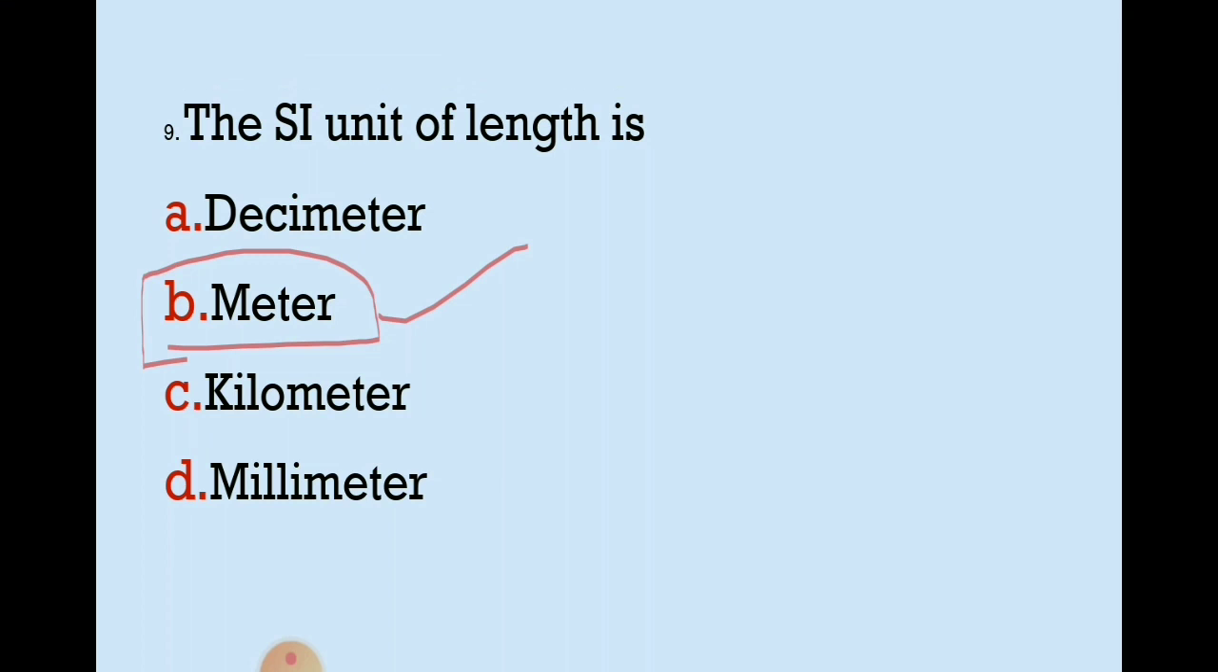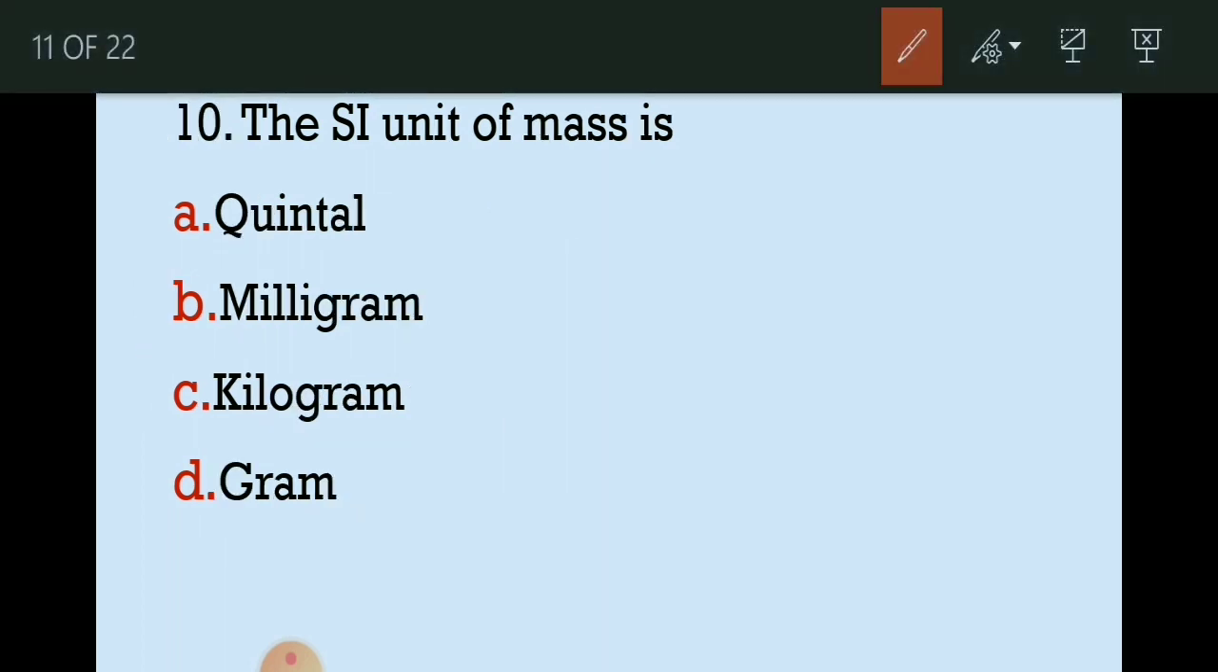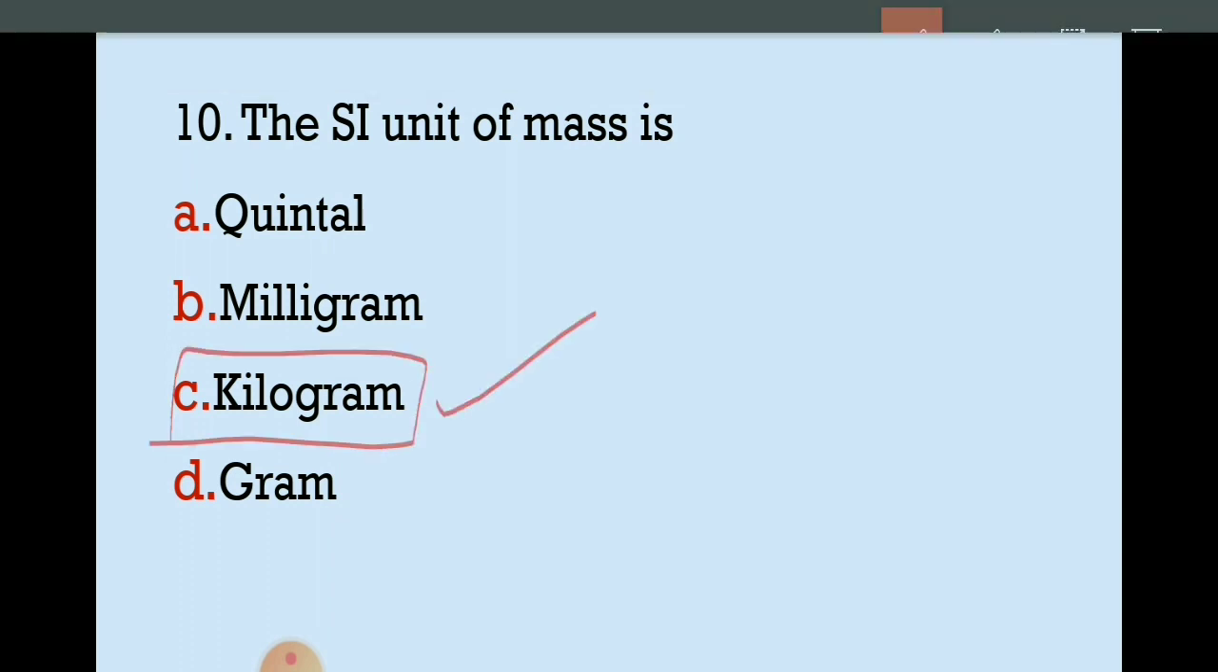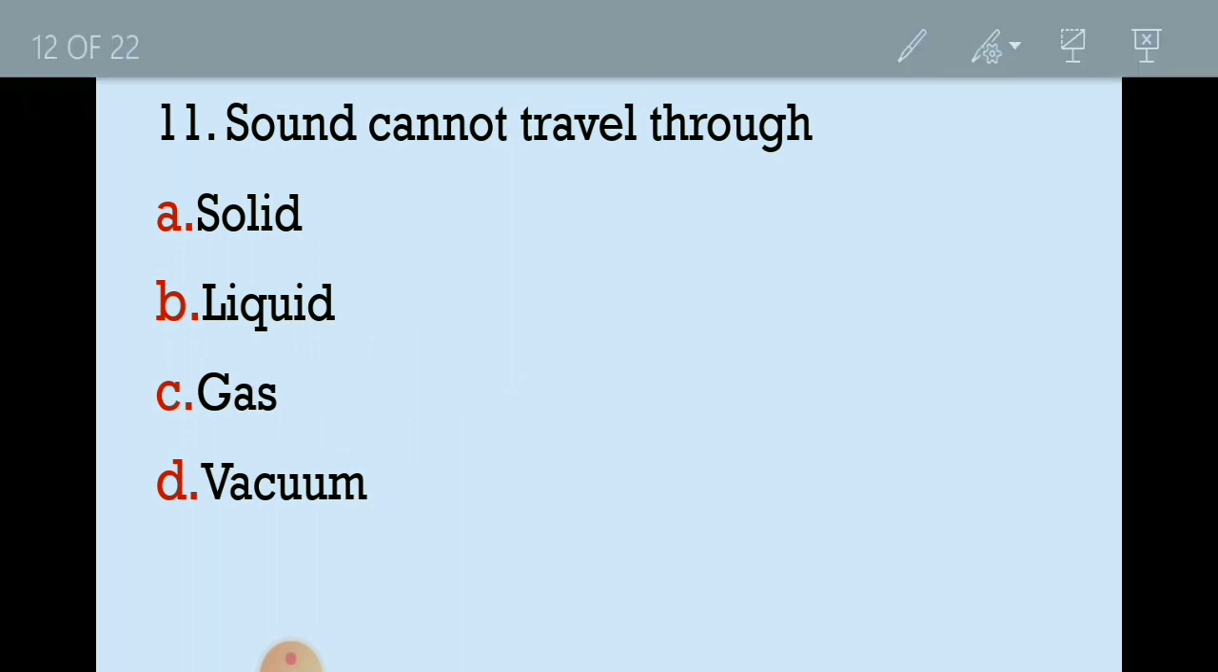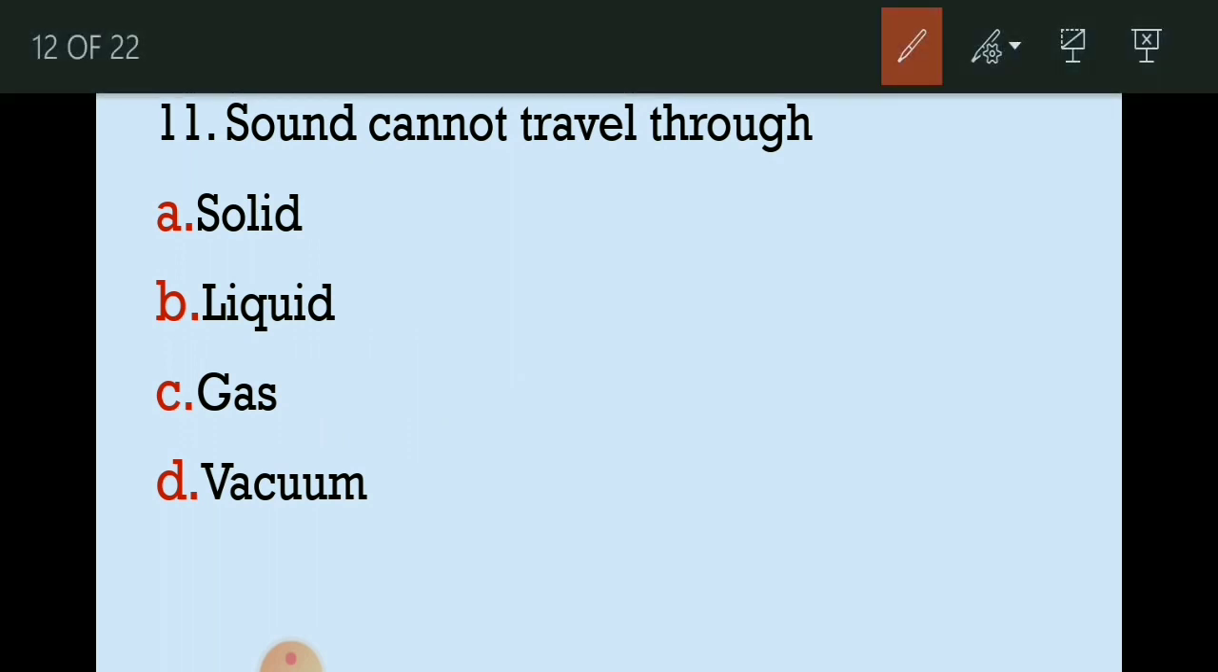Now next the question is the SI unit of mass. So what is the SI unit of mass? The SI unit is kilogram. Okay, option number C will be the right answer. Next question number 11, just see. Sound cannot travel through. Okay, the options are given: solid, liquid, gas, and vacuum. Now sound can easily travel through solid, it can also travel through liquid, and it can also travel through gas, but it cannot travel through vacuum.